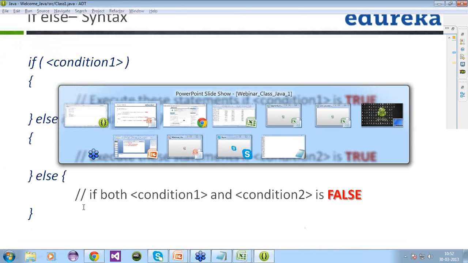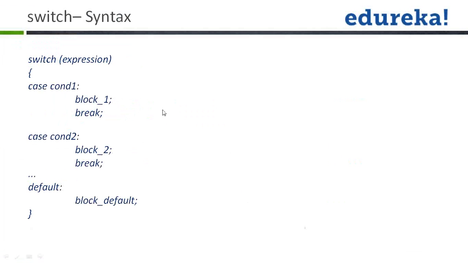Okay then. Now we come back to Eclipse. We come to the switch case statements. First of all you write the switch keyword. You pass an expression within that. If the expression equals condition 1, it will execute only block 1, and using the break statement it will get out of the switch case. If it equals condition 2, it will execute block 2 and get out using the break statement. And if it does not match any of the conditions, it will directly come to the default one and execute that block.